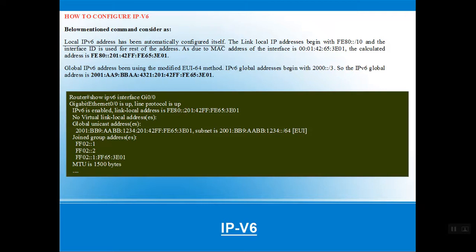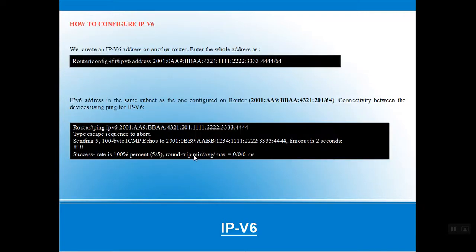And here we configured IPv6 in our router. We can also configure IPv6 addresses on another router by entering the whole address, such as ipv6 address followed by the full IPv6 address. We can also verify connectivity within the same subnet by using the ping command, ping ipv6 and the IPv6 address, and it will give you the specific details of the result.